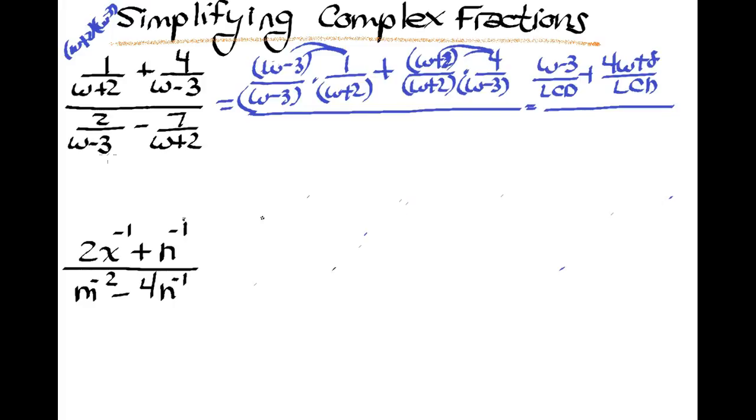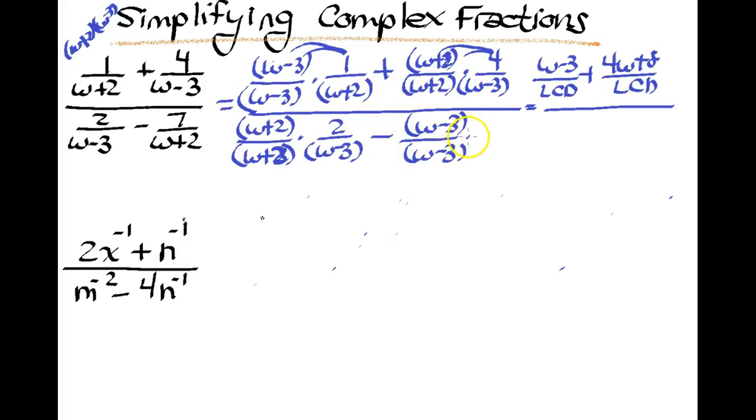So the factor that's missing in the first one is w plus 2. So we're going to multiply the first one by w plus 2. And in the second one, we are missing w minus 3. So we're going to multiply the numerator and the denominator of our second fraction by w minus 3. And let's go ahead and distribute. We have 2w plus 4 over the LCD, which is the same as the numerator, but it's a subtraction here, 7w minus 21 over that LCD.